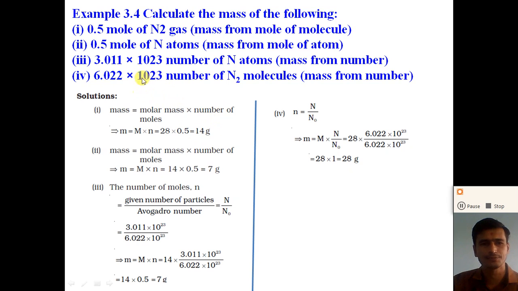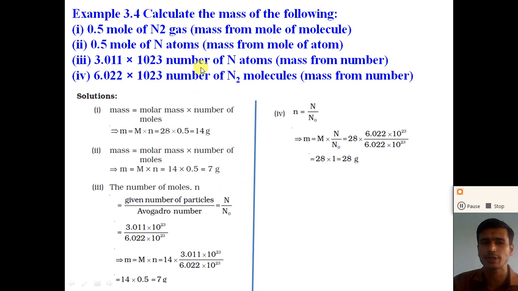Second one is 0.5 mole of nitrogen atom, mass from the mole of atoms. So mass is equal to molar mass into the number of moles. The molar mass of nitrogen is 14 and the number of moles is 0.5. We get the mass of 0.5 mole of nitrogen atom as 7 gram.